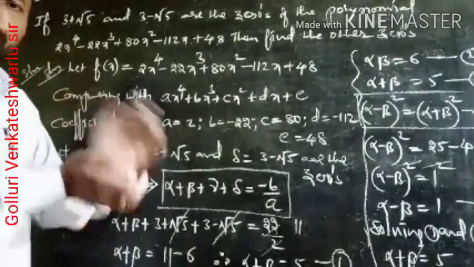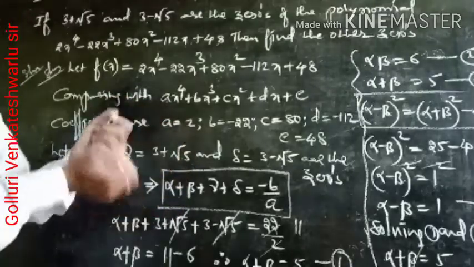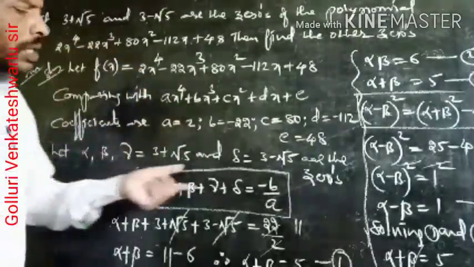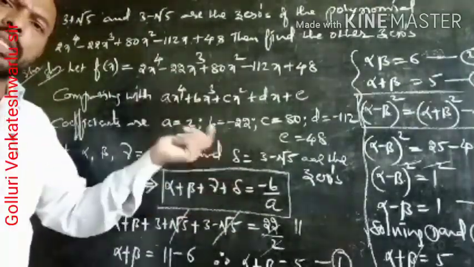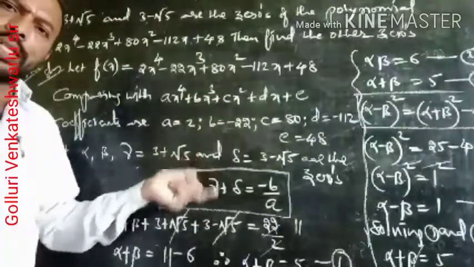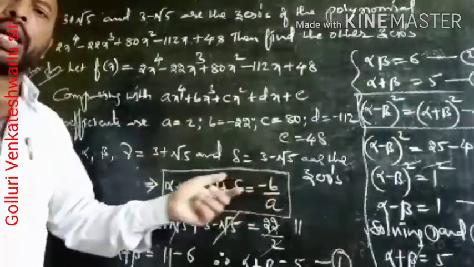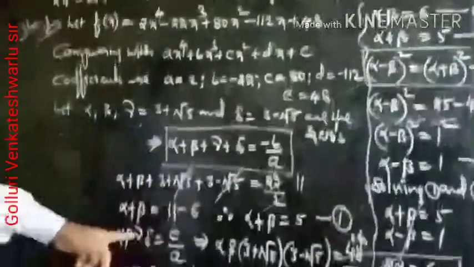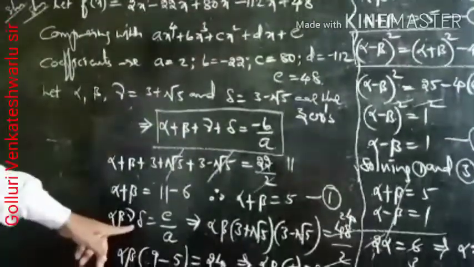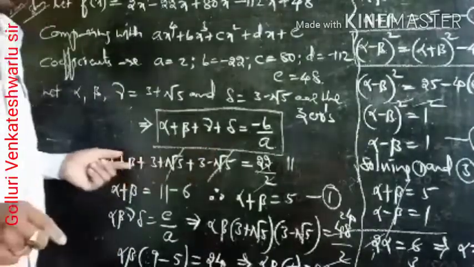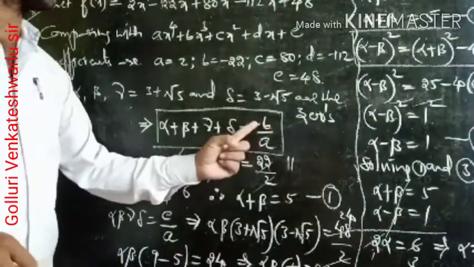So what is the relation between zeros and coefficients? First condition, you just have to remember: sum of the zeros is equal to minus b by a. We have already discussed in previous classes how these came. Alpha plus beta plus gamma plus delta is equal to minus b by a, and the product of zeros will be e by a. So sum of zeros means alpha plus beta plus gamma plus delta, which is equal to minus b by a.